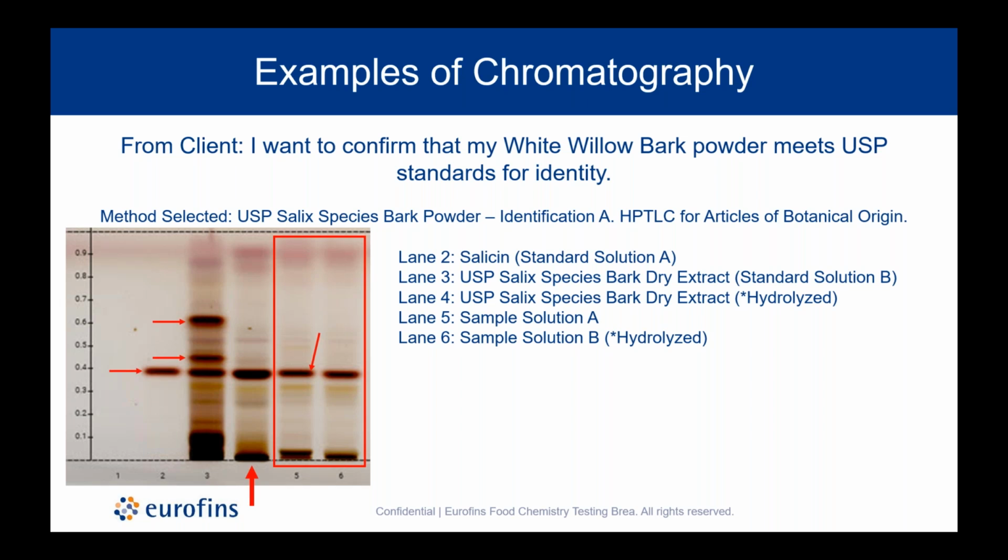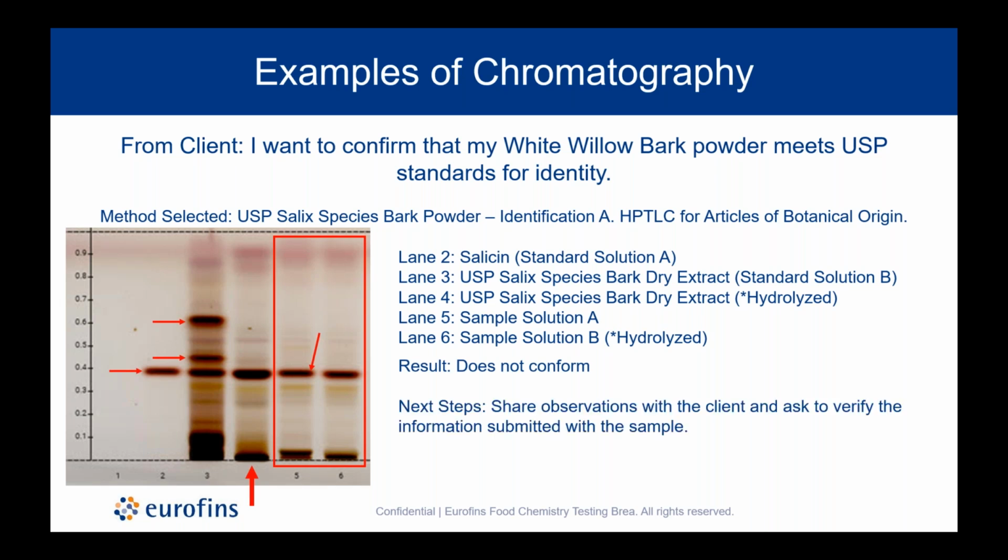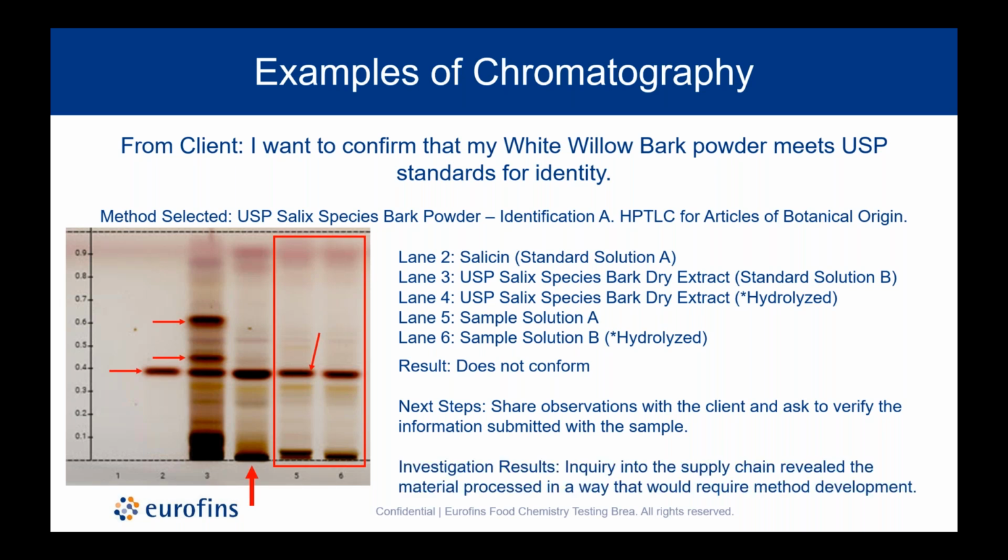with this observation, we didn't meet the acceptance criteria, but that observation gives us some data to discuss with the client. We can, again, verify that information that's critical to be submitted with the sample. And we can talk about next steps in the investigation. In this case, we looked into the supply chain, and it was revealed that the material processing is not fitting for the scope of this USP method that we ran.